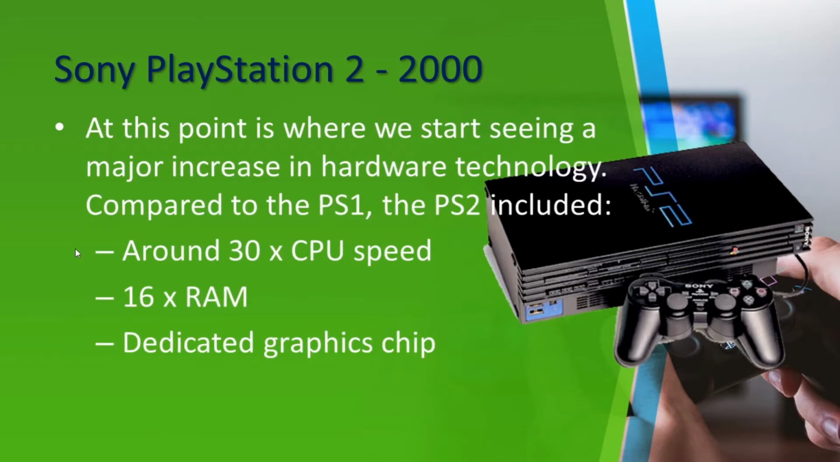So at this point is where we start seeing the major increase in hardware technology compared to PS1, or PlayStation 1. So the PS2 included the following. Around 30 times the CPU speed from the earlier version, which is the PlayStation 1. So 16 times more RAM and a dedicated graphics chip. Okay? So previous versions, the Sony PlayStation 1, had graphics built in onto the processor. So for PlayStation 2, it will have a dedicated, separate graphics chip for the processing of the graphics of your game.